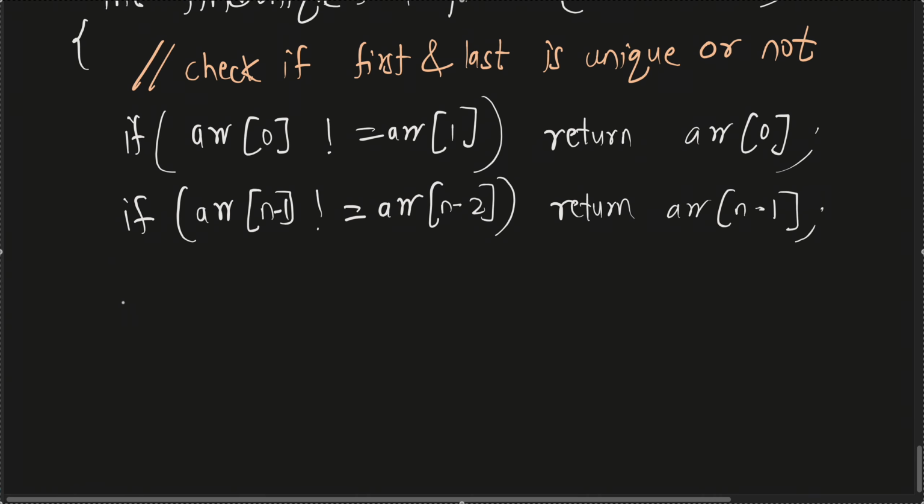So this is how we have handled the first and the last element check. Now let's write the logic of binary search. We will take two pointers. Low will start from 1, high we will start from n minus 2.